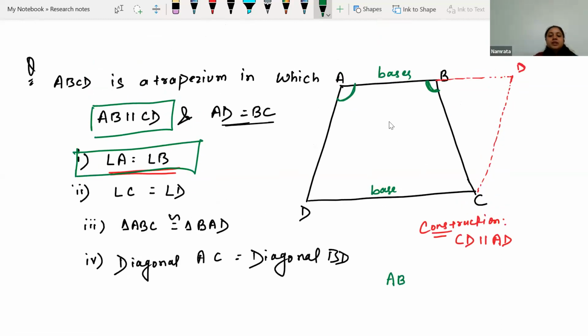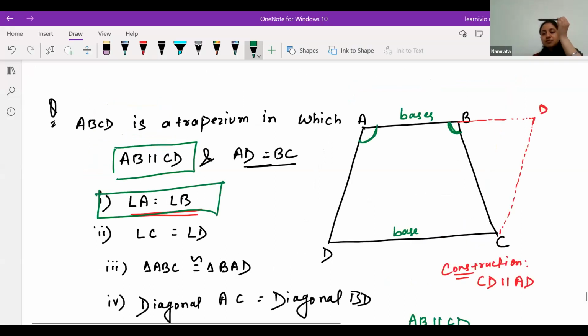AB is parallel to CD. Now there is a condition of a parallel line: whenever you stretch a parallel line, if this is a line which is parallel to another line, and you extend it, it will still be parallel to the other line.